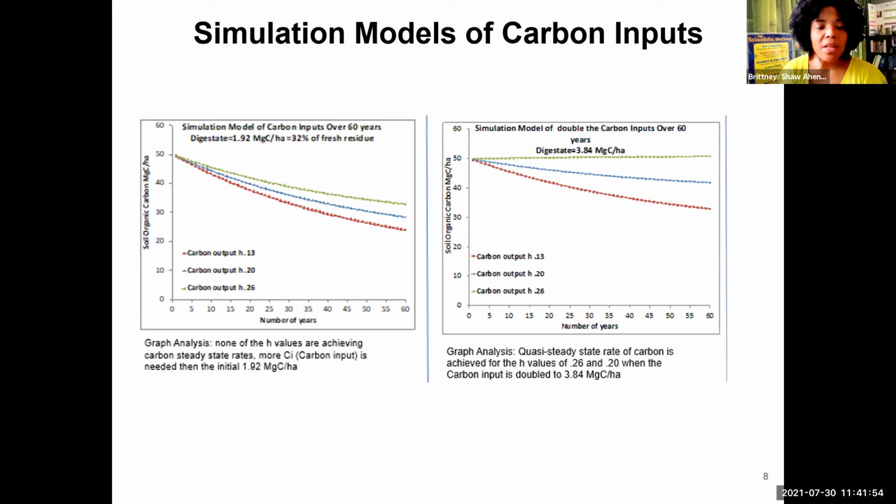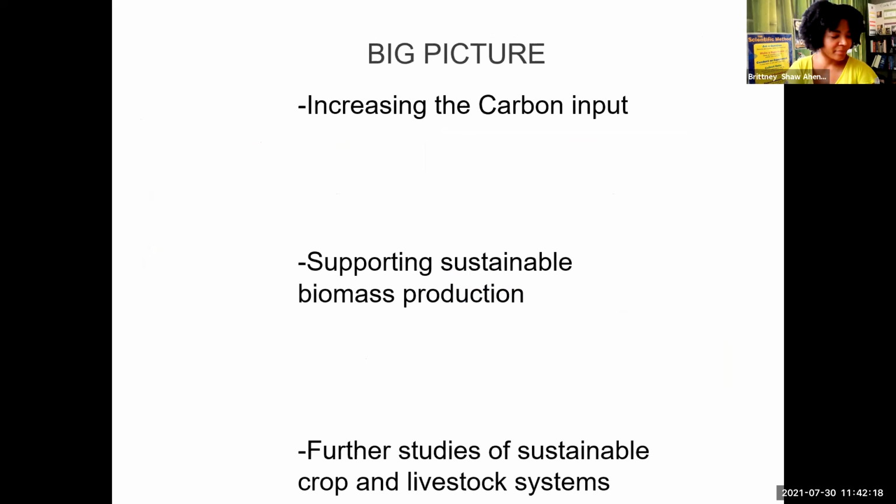And so when we look at the third and fourth visuals here, for the digestate, you have a lower input compared to the second diagram. When the input was doubled, it shows promising results. You actually have this steady state of carbon compared to the digestate that was half that. So the big picture, next slide.